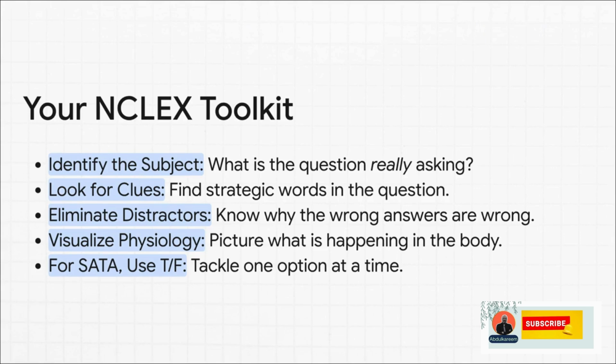First, always figure out what the question is truly asking. Second, hunt for those little clues in the words, like we did with venosus and vein. Third, don't just pick the right answer, know why the wrong answers are wrong. Fourth, whenever you can, visualize it. Actually picture the blood bypassing the lungs. And finally, for every single SATA question, just breathe, slow down, and use the true-false method.